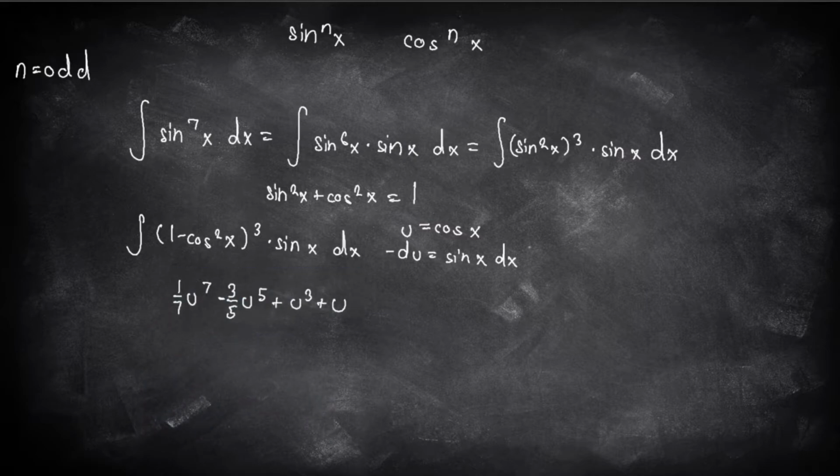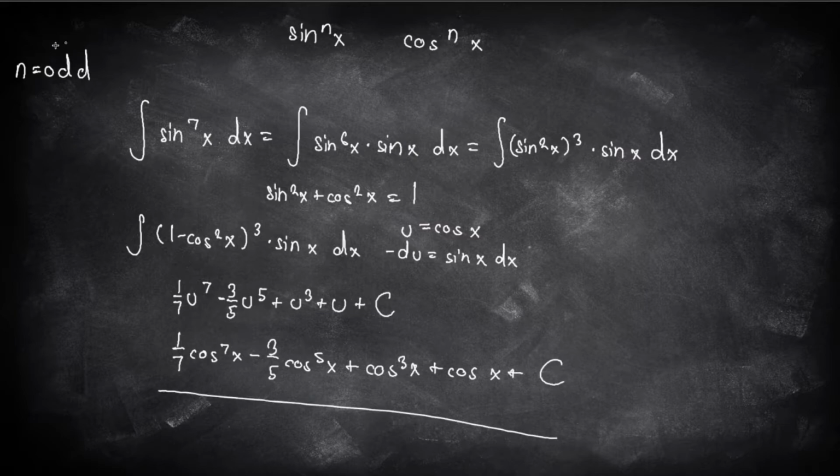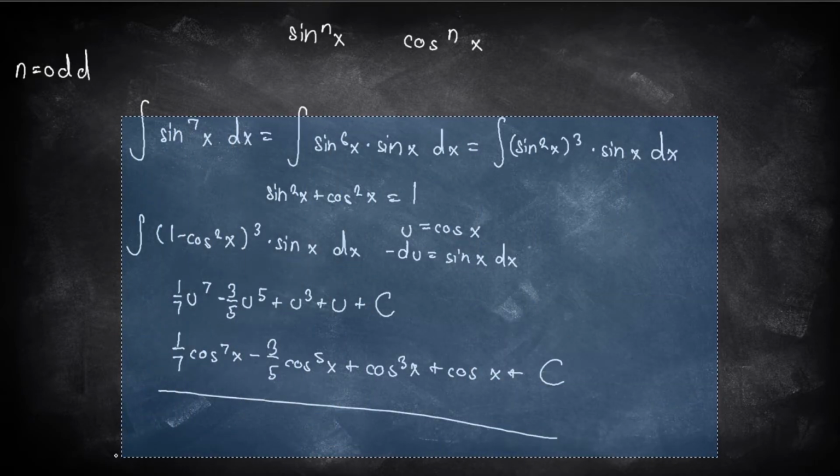And as usual, you add a C. And now since we have our integral, all we have to do is just substitute our u back in. So that's cosine 7x minus 3/5 cosine 5x plus cosine 3x plus cosine x plus our C. And that is our answer. Okay, so that's what we do when n is odd. We just had to use the Pythagorean identity.